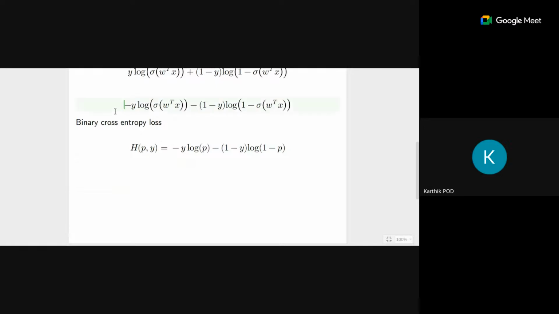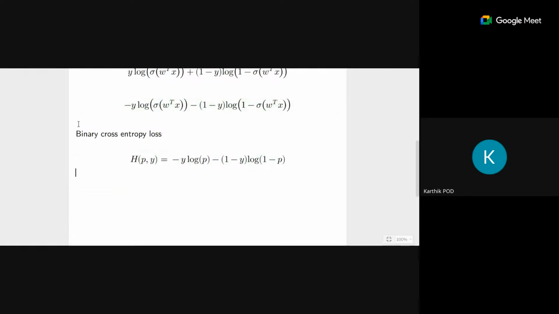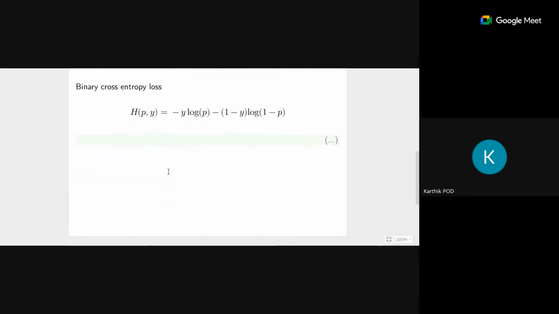Okay, so is this clear why this is called binary cross entropy? Roughly, not in a very exact sense. Okay. So what we are doing is, this is the loss. So how do you understand? This is actually a nice way to understand this loss.